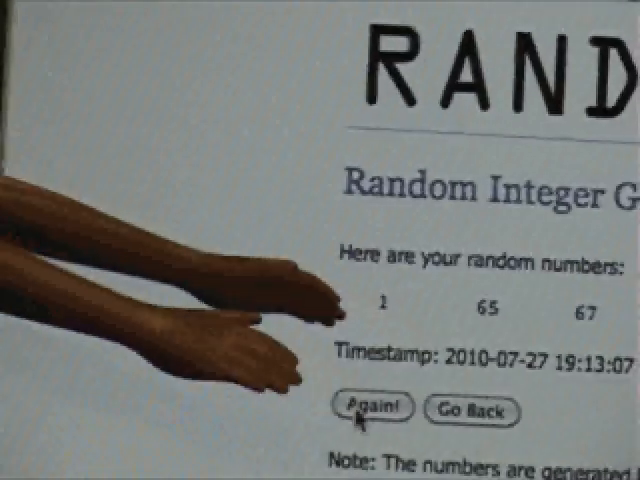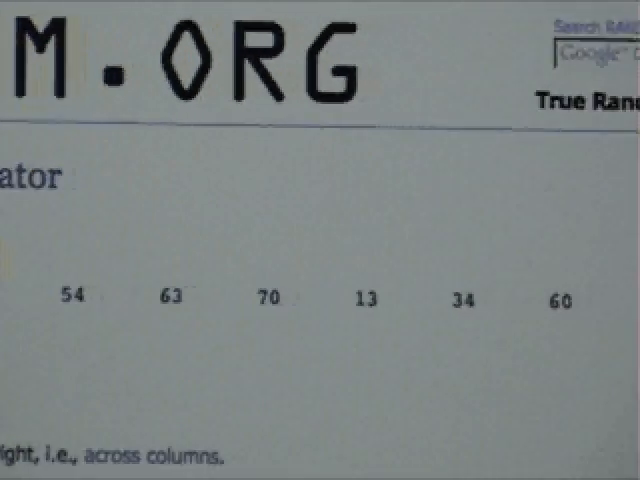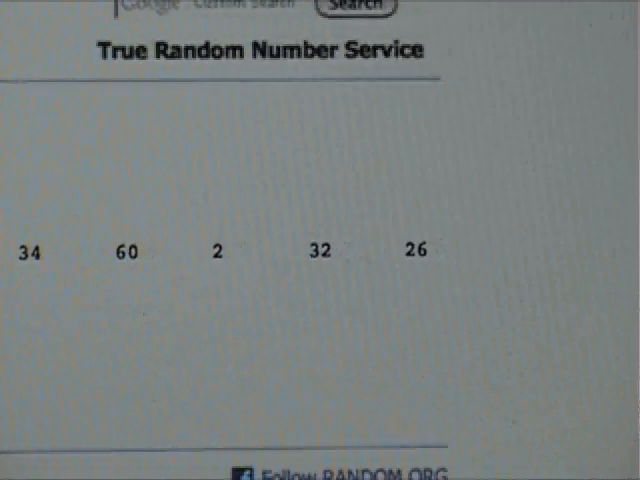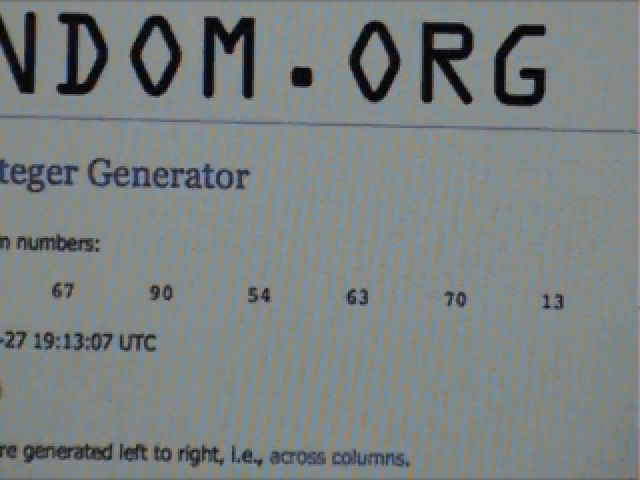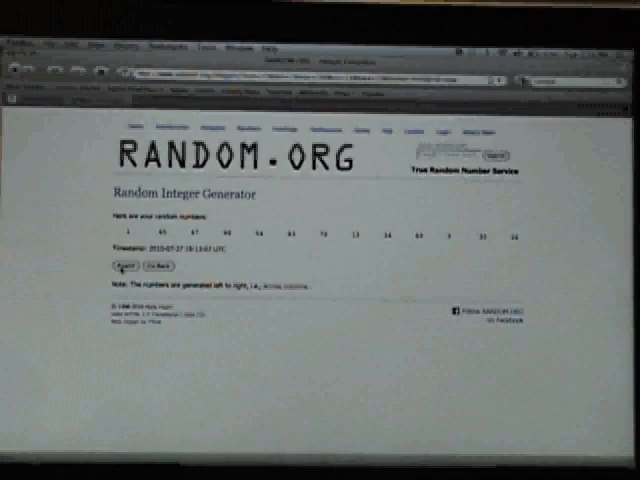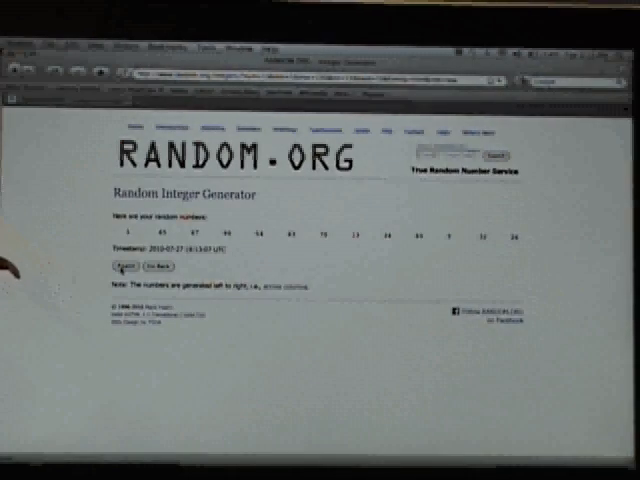So now we have other random numbers. So, here are our numbers. We have 1 person did not show up, 65, 67, 90, 54, 63, 70, 13, someone else did not show up, 34, 62, another person didn't show up, 32, and 26. So, we have 4 people who did not show up, and Mr. Turtle is still clear to go to the pool party without being overbooked. So, if you want, you can collect as many trials as you want. And that will make your simulation much more precise.